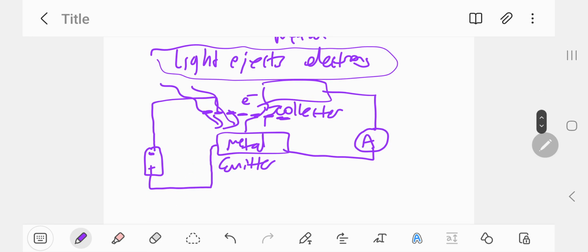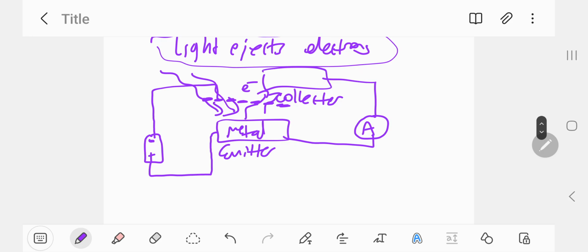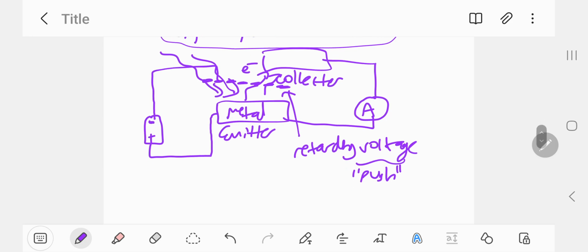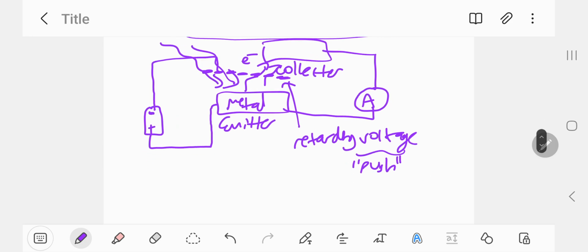Now, here's the interesting bit. When a voltage was added between the emitter and the collector, the voltage can be varied, and this actually affects the measured current. There's a voltage here called the retarding voltage. Voltage is basically another way of saying push, loosely speaking. It's a push or a force that pushes electric charges like electrons, and the flow of electrons is called a current. So the retarding voltage is a voltage that opposes or slows down the motion of electrons in this case.